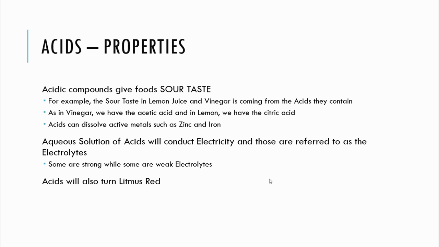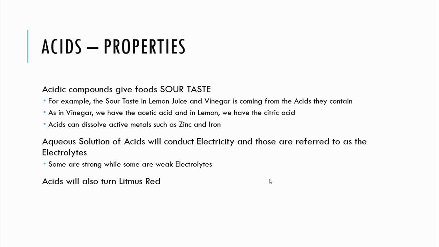Acids can also dissolve active metals such as zinc and iron. Very important. That's because of the reaction between these active metals and the acid. The active metals will displace hydrogen from the acid, just like they also displace it from water. An aqueous solution of acid will conduct electricity, and those are referred to as electrolytes. Very important to note. Aqueous solutions of acids are good conductors of electricity. Acid will also turn litmus red.